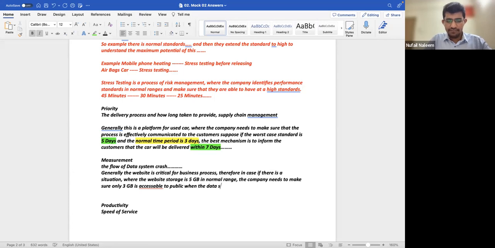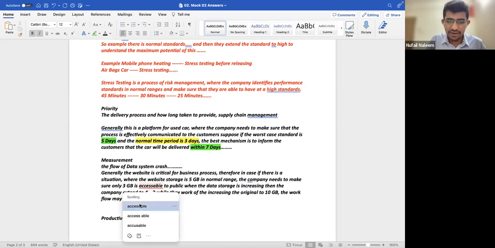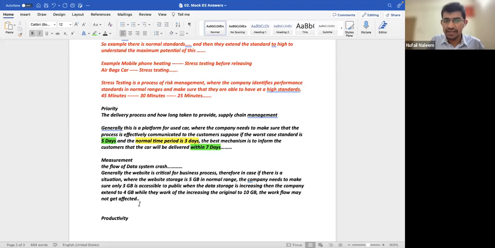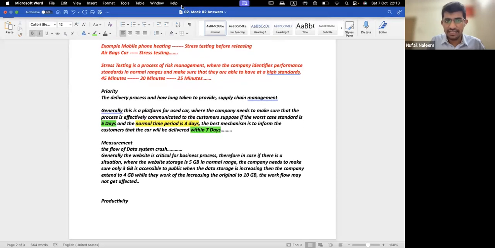When the data storage is increasing, then the company can extend to 4 GB while they work on increasing the original storage to 10 GB. So then the workflow may not get affected. Are you understanding that point of view, students, if I am not mistaken? Can I get a confirmation from you all in the chat box if you are clear with that point of view? Because that is very important for understanding the application.